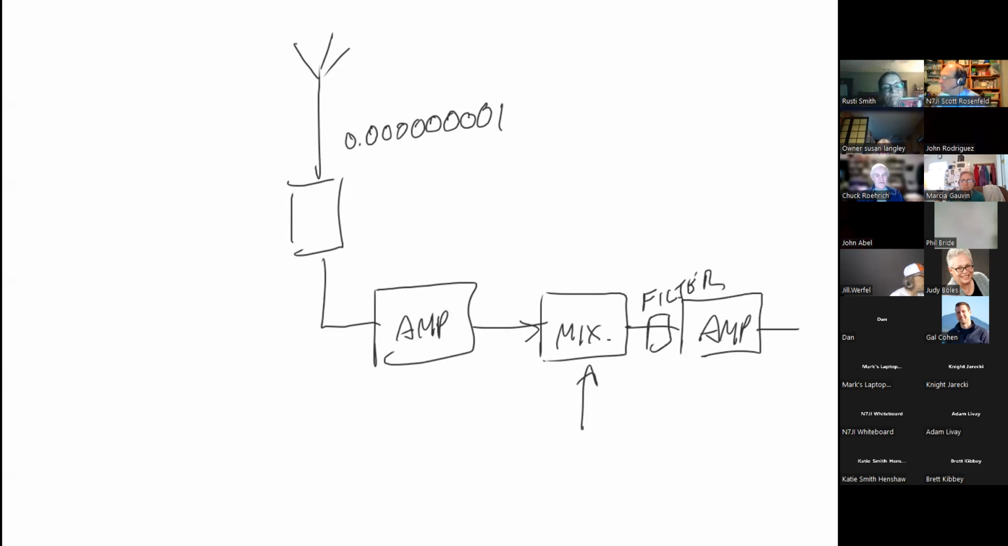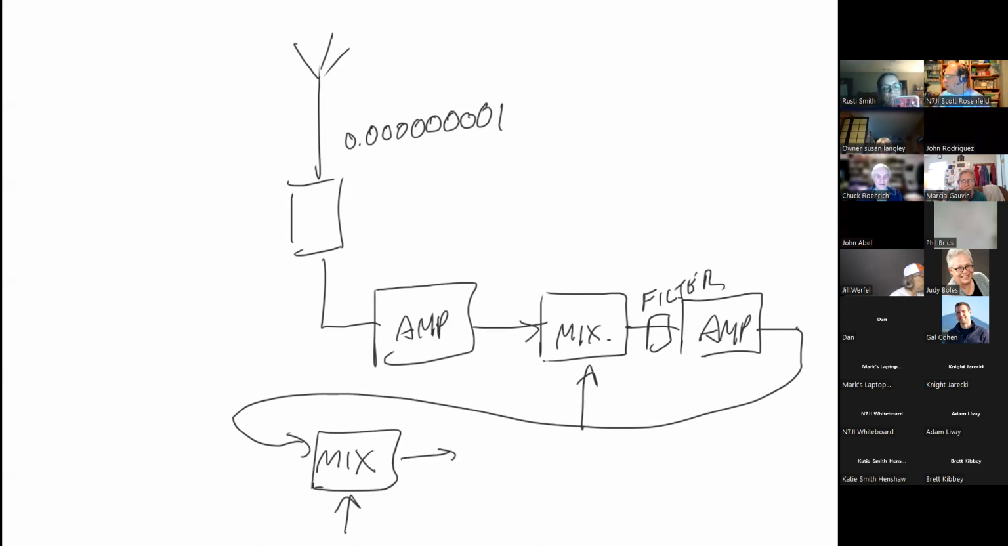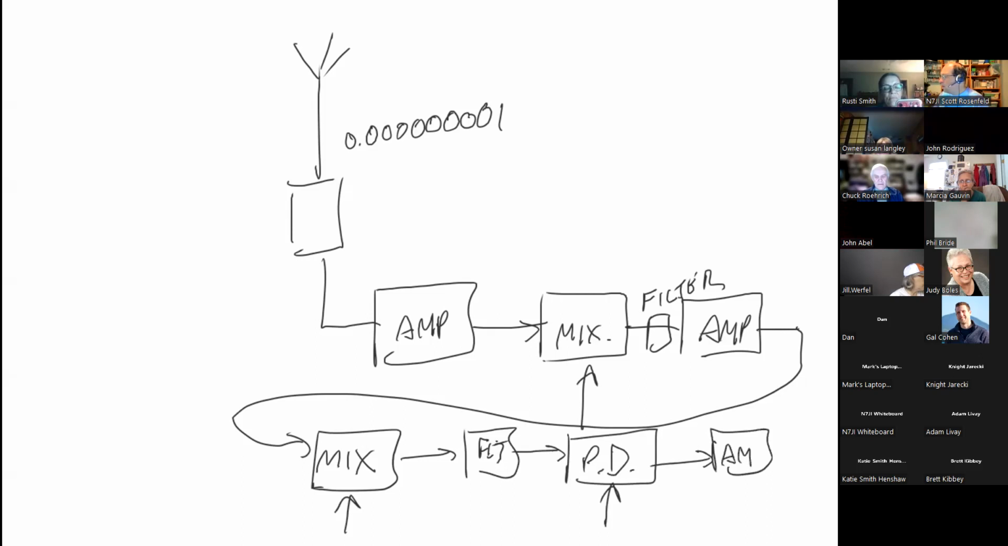And then maybe after the amplifier, you'll run it through another mixer with another local frequency. And then you'll run that through another filter. And then you'll run that through a product detector like that. And then you'll use that through another amplifier to power your speaker. Wow. So what's the PD? A product detector, but you don't need to know that yet.